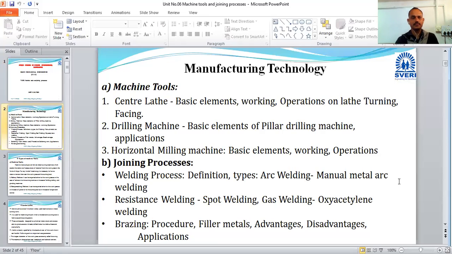Then, Aditi, your voice is not audible. Then, next parts. Tailstock. Okay.